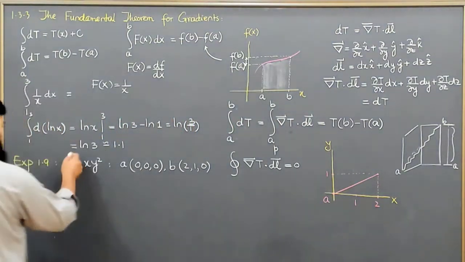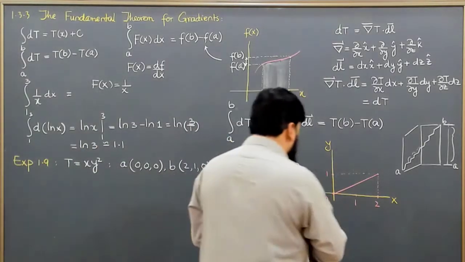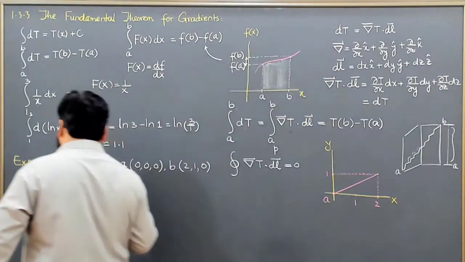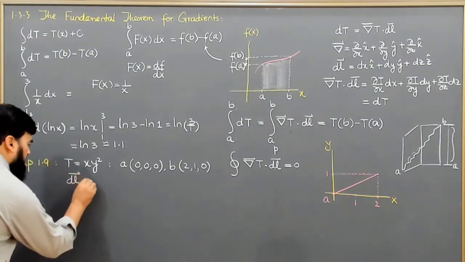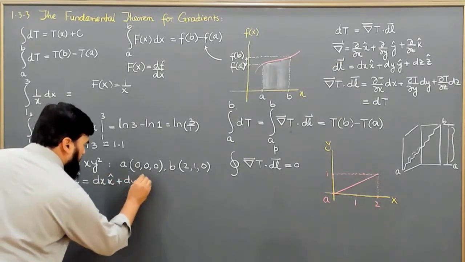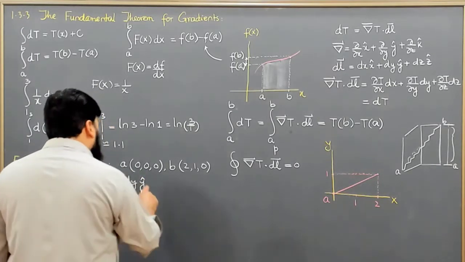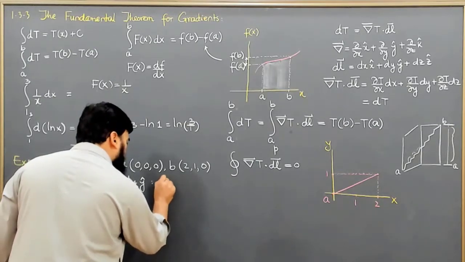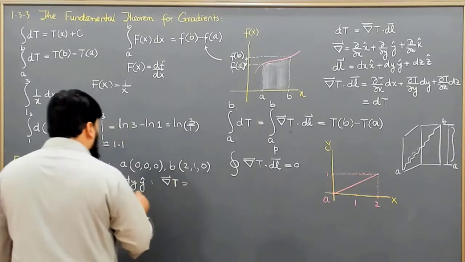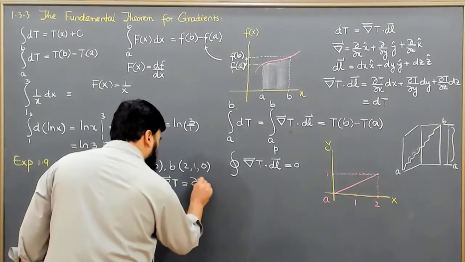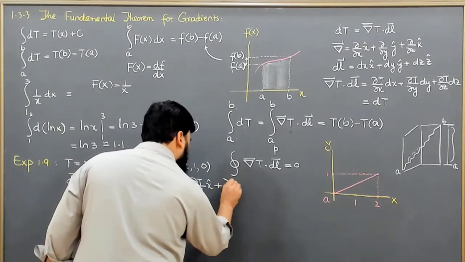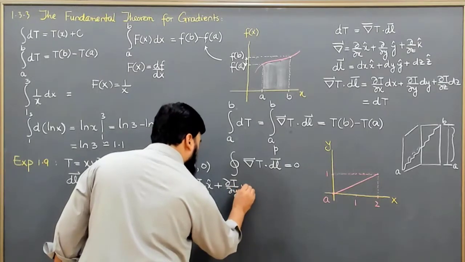Now what about our dl element? The dl element will be two-dimensional, and dl is equal to dx in x unit vector and dy in y unit vector, while the gradient of T, I will write only the two components, is curly T over curly x in x unit vector plus curly T over curly y in y unit vector.